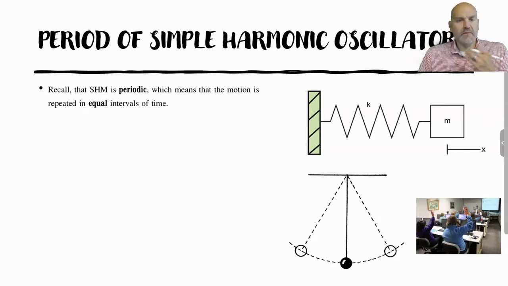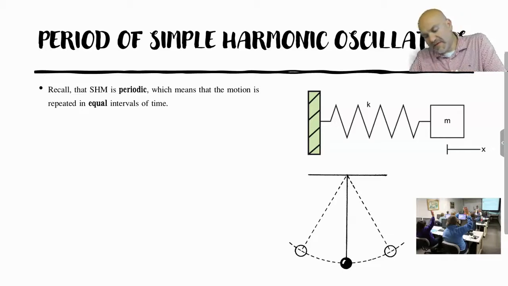Hi, welcome back to AP Physics 1, Unit 6, period of simple harmonic motion. In this video, we're going to look at the period of simple harmonic oscillators. Recall that when we talk about simple harmonic motion, it's periodic, which means it's repetitive motion. It repeats itself in equal time intervals.